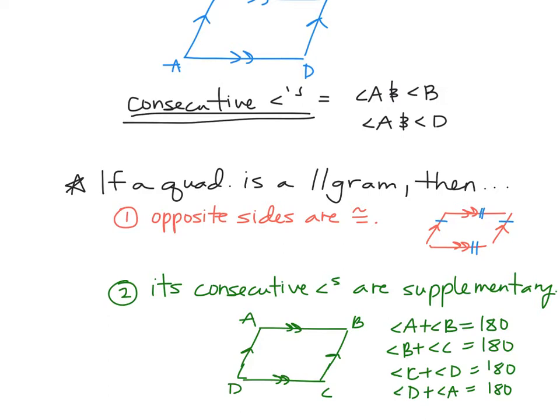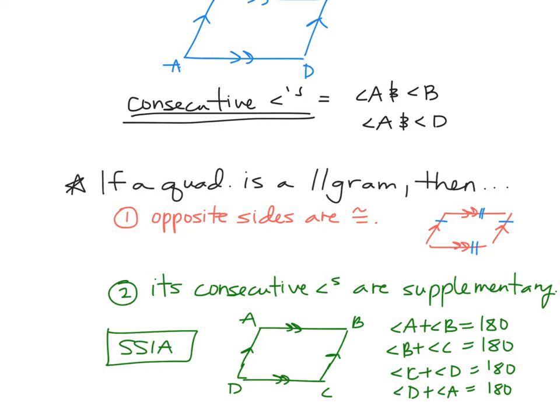Does anyone see why? What kind of angles do you get from that? They're same side interiors, right? If you have parallel lines and a transversal, the two that are on the same side of that transversal inside the parallel lines are supplementary. Okay, so those are same side interiors. So that's not really new. You've seen that before. We're just thinking of it in terms of parallelograms now. But you have same side interior angles with that.